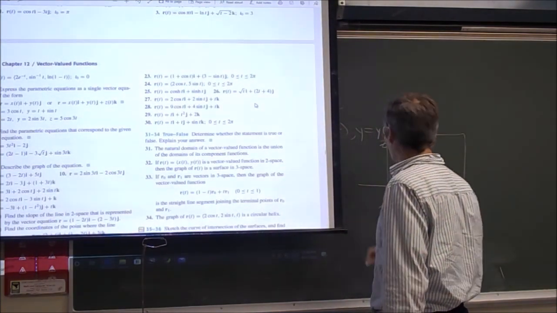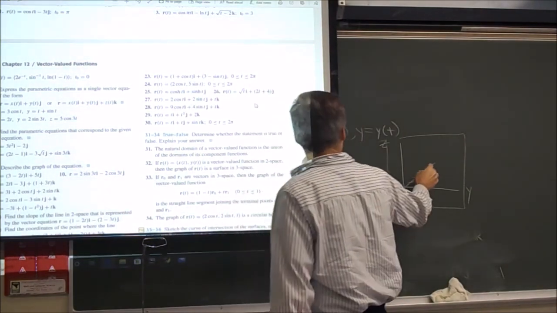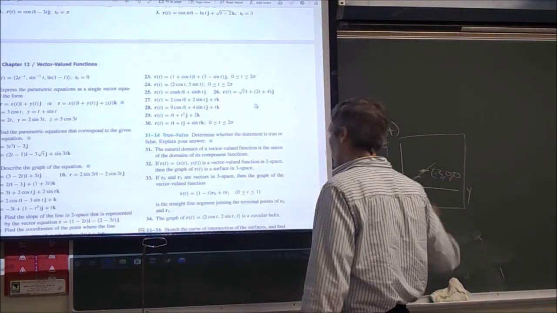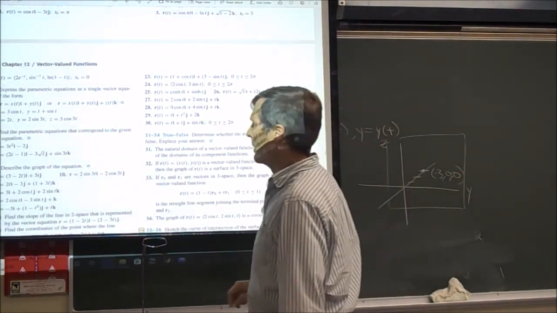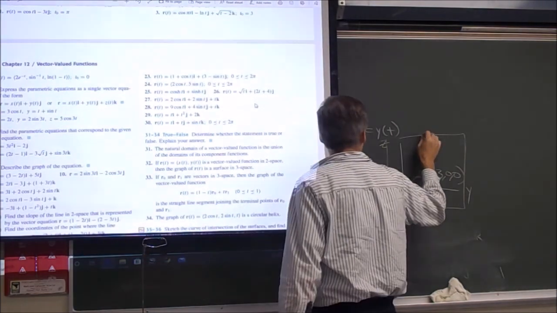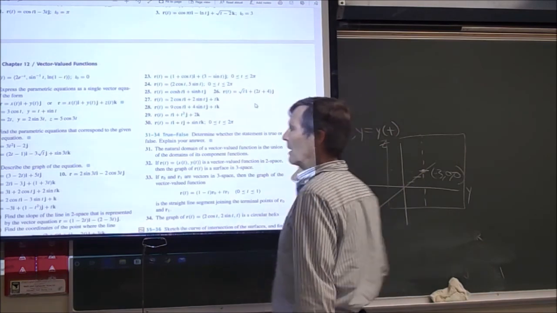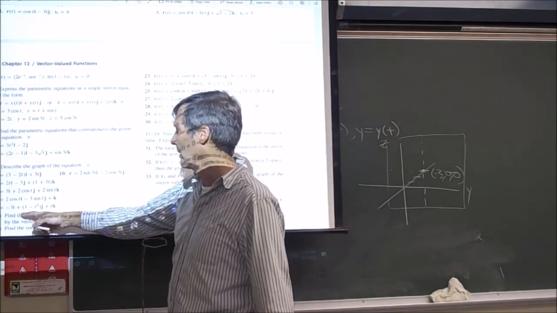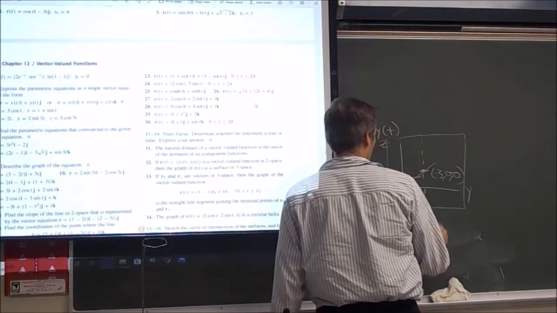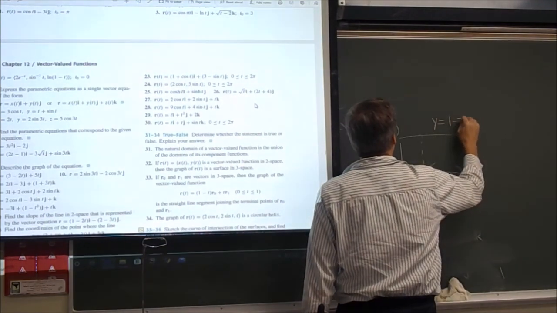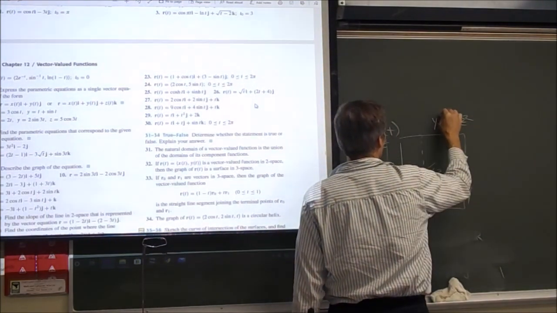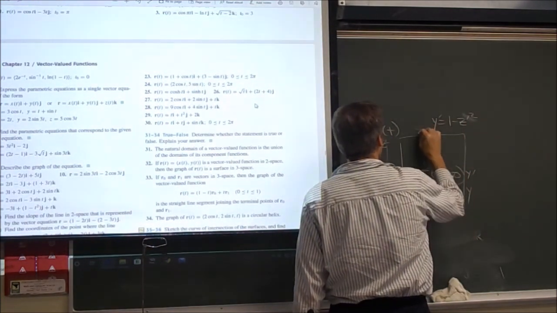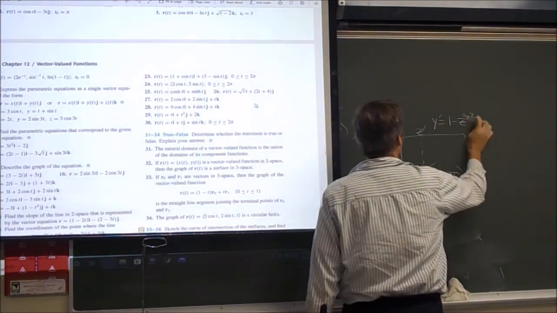XYZ plane of the board. And this is the point minus 3, 0, 0. And we think of axes within this plane. We want to sketch y equals 1 minus z squared within this. We call it y prime equals 1 minus z prime squared. We call this the y prime, z prime axis within the plane x equals minus 3.